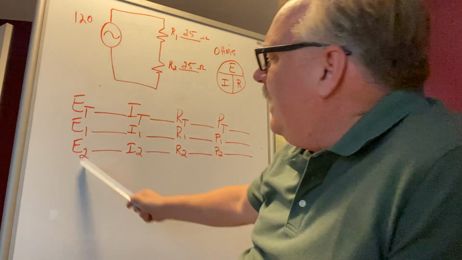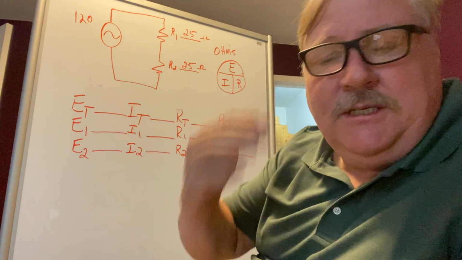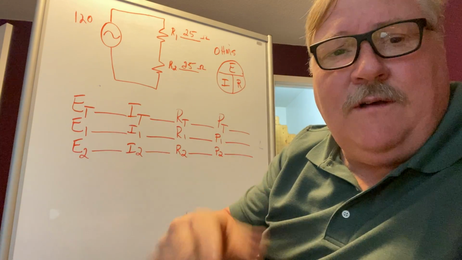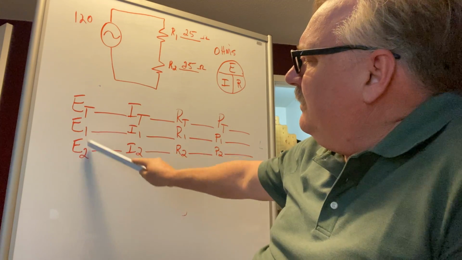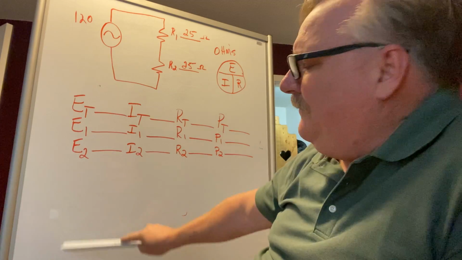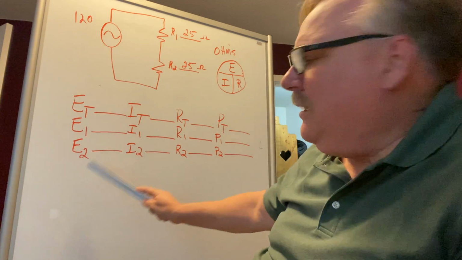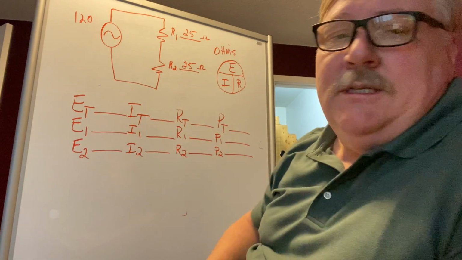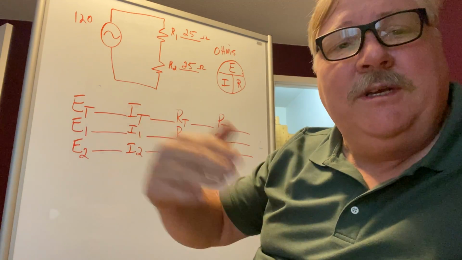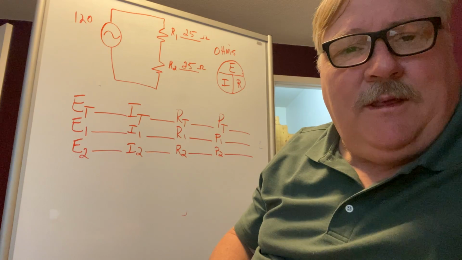So this chart right here is what, when I was teaching, I would print copies of these things off. The ET is the total. E1, E2, that's the number of resistors. If I had 15 of these, it'd be E1 through E15, okay? And so on and so forth. But the ET, those are your totals inside that circuit, and that's what you've got to find to be able to find everything else out.